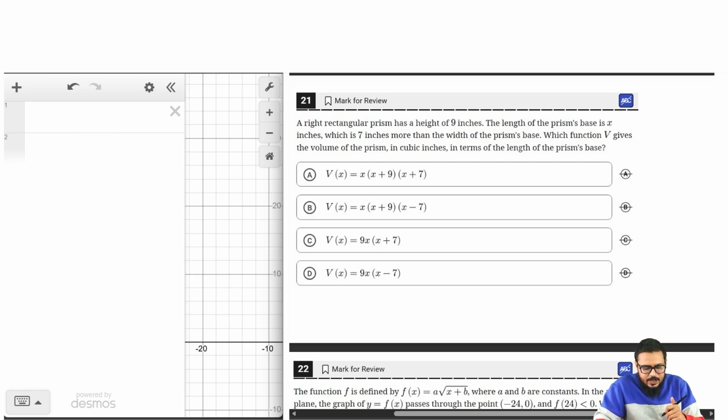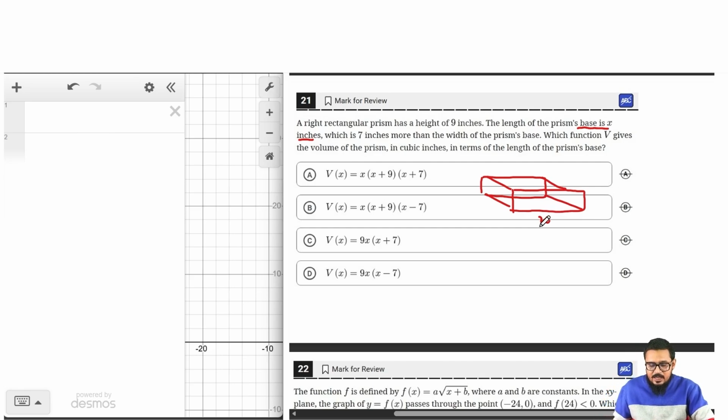We have a right rectangular prism that has a height of 9 inches. So let's try to create a cuboid here. I've got a cuboid in this question, like this. The question says that the length of the prism base is x inches. So let's say this is x. And it is 7 inches more than the width of the prism base, right? Now this x is actually 7 inches more than the width.